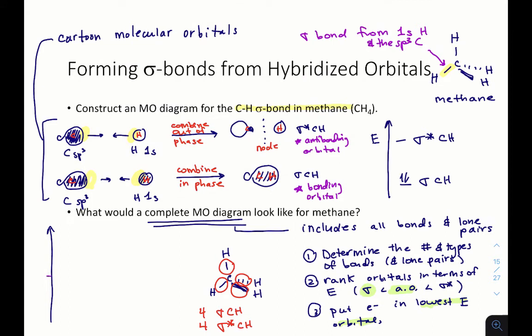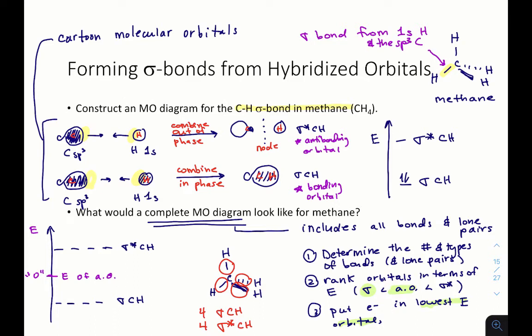We will arbitrarily call this point on the diagram 0. This is 0 energy. That would be the energy of an atomic orbital. These are all relative energies anyway, so we'll call that our 0 point, the energy of an atomic orbital. Lower in energy are the sigma CH bonding orbitals. About the same difference in energy above the 0 point will lie the antibonding orbitals, sigma star CH.